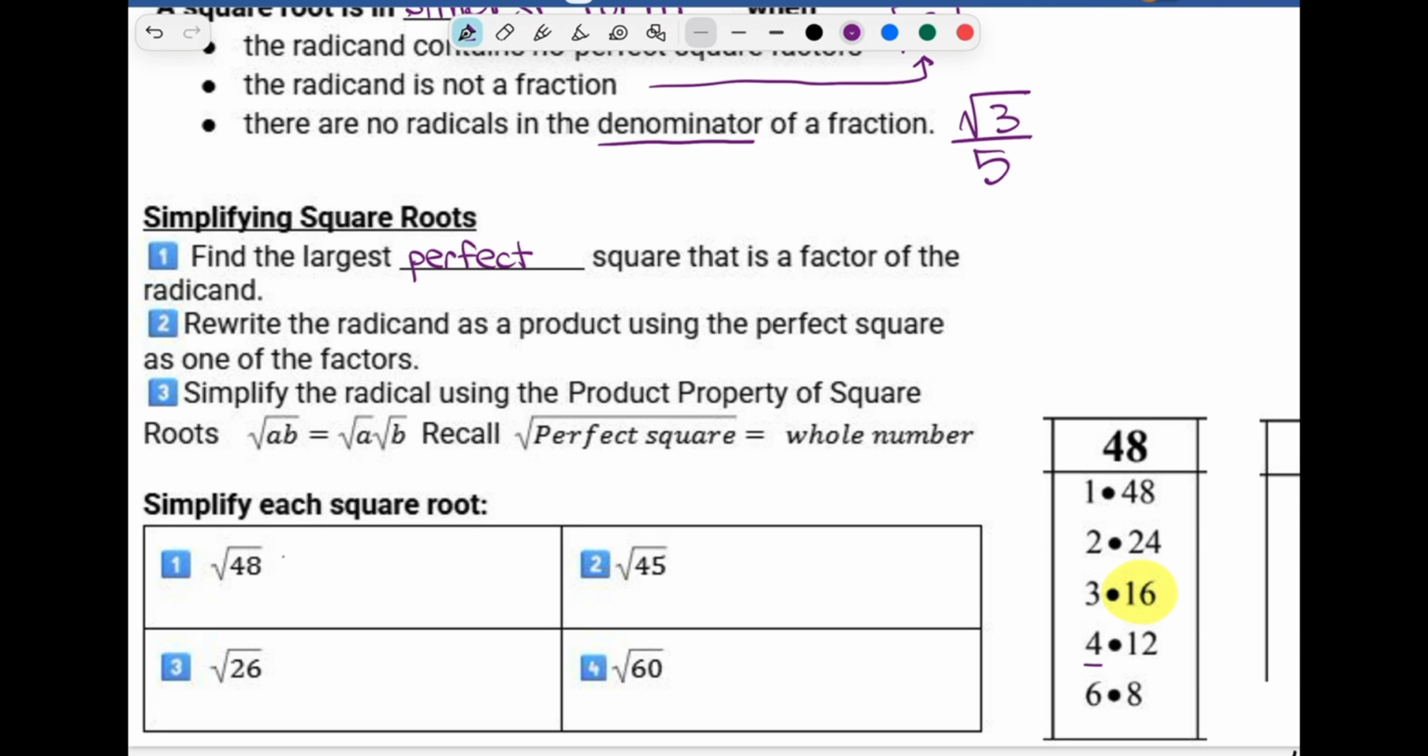So I am going to rewrite this as the square root of 16 times the square root of 3. Now, the square root of 16 is 4, and we're going to leave the square root of 3. This is giving you an exact answer in simplest form.